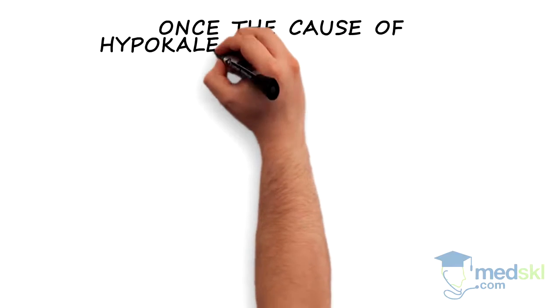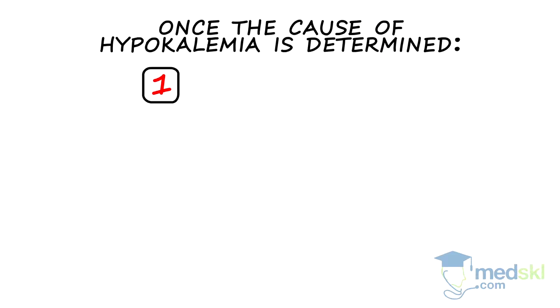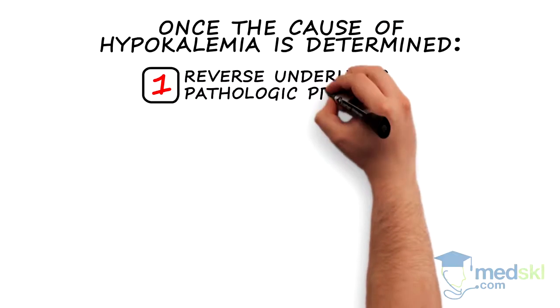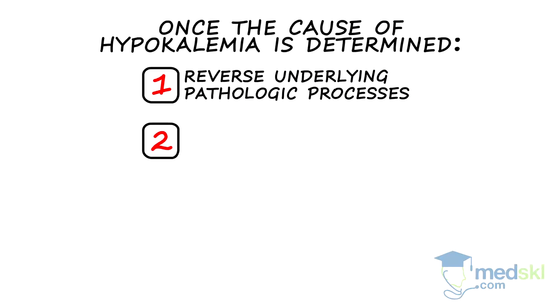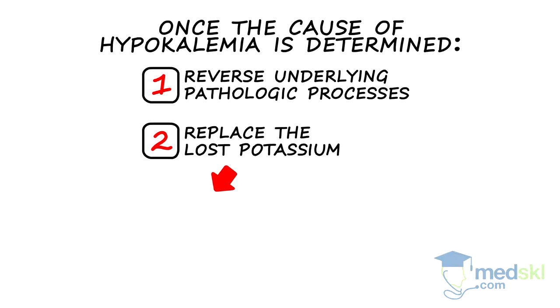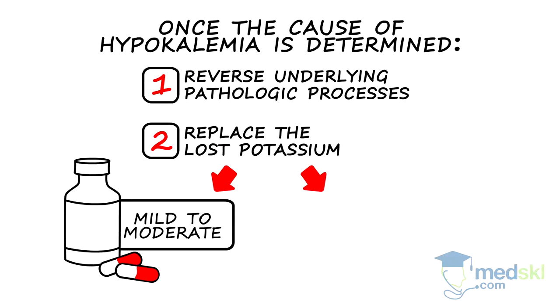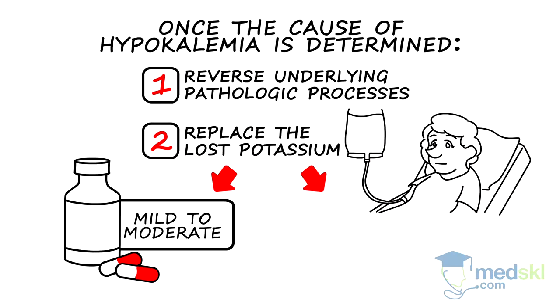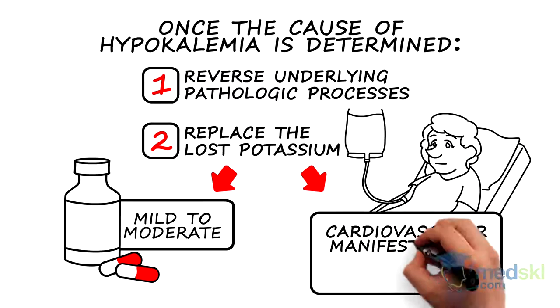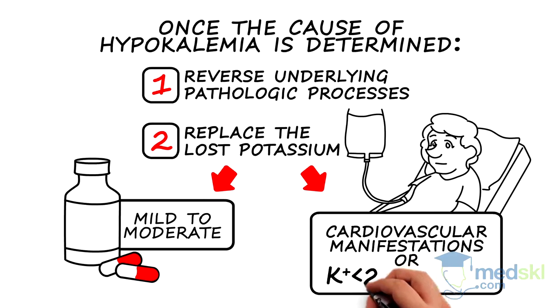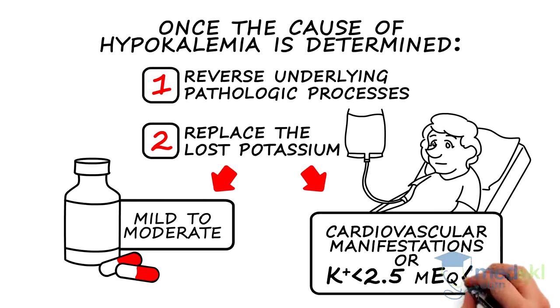Once the cause of hypokalemia is determined, the condition can be corrected by reversing any underlying pathologic processes and then replacing the lost potassium. Mild to moderate hypokalemia can be treated with oral supplements. Intravenous potassium is needed when there are cardiovascular manifestations or when potassium concentrations are less than 2.5 milliequivalents per liter.